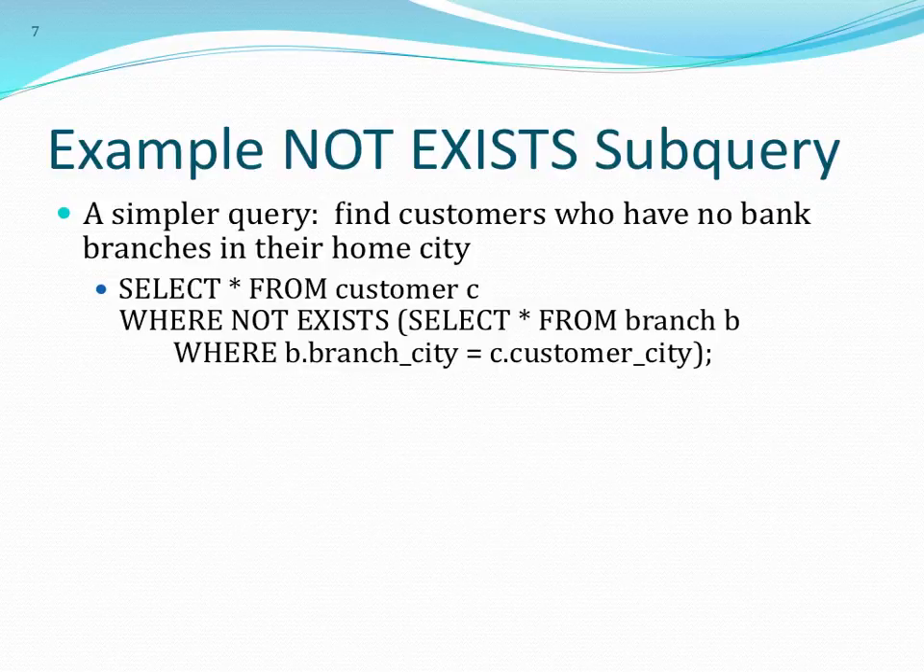Now here's another one, just to illustrate EXISTS and NOT EXISTS. This would be an example of where an anti-join would be helpful. So you have select star from customer C. I want to find all the customers who have no bank branches in their home city. That's a much easier query because I don't need to look at accounts or depositors or anything like that. So I just say select star from branch B, where B.branch_city is C.customer_city.